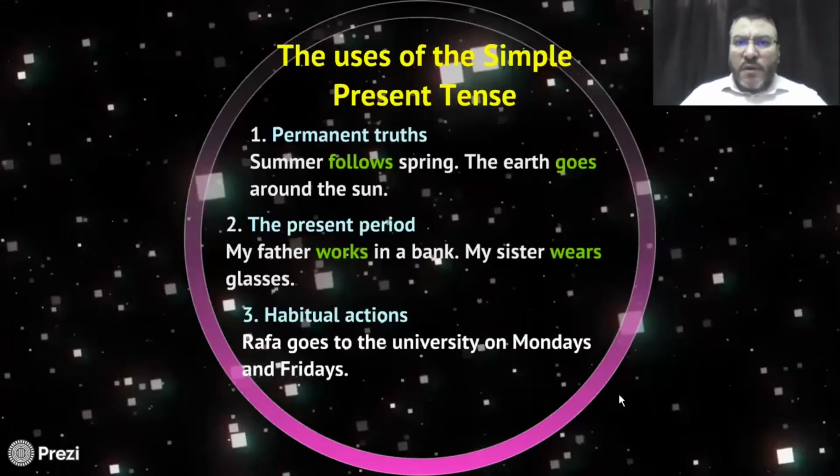And then the uses of the simple present tense, استخدامات simple present tense. Number one, for permanent truth. Permanent truth. حقائق دائمة وثابتة ما لا تتغير. For example, summer follows spring, or the earth goes around the sun. حقائق لا تتغير يستخدم فيها المضارع البسيط or the simple present tense. And the present period, something in the present period. It's not progressive, it's not continuous, but it is just like permanent, ما بيتغير.